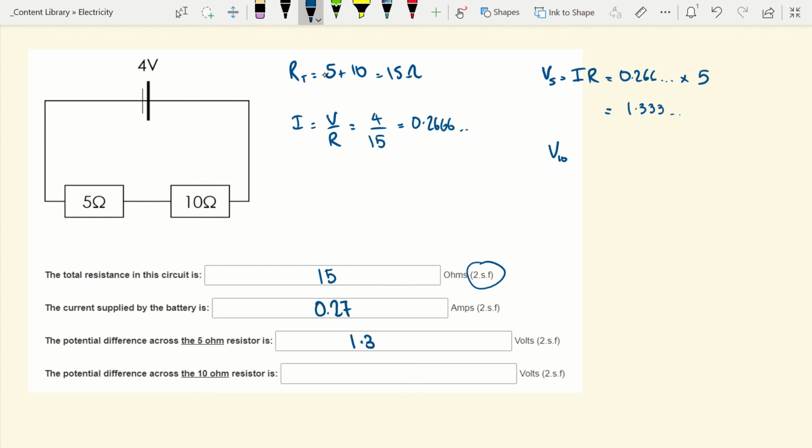The potential difference across the 10 is going to be current times resistance. So it's going to be 0.2666 times 10, because that's its resistance. That comes out as 2.666, which is going to round to 2.7 when we round that to two significant figures, because we're going to round up. Again, a few people rounded that to 2.6. We could also have done 4 minus 1.333, and that would have given us the potential difference across the 10 as well. That comes out as the same value, so it doesn't matter how you get to it.